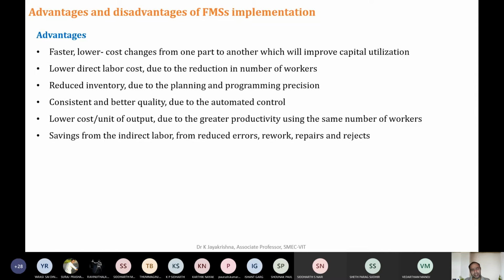Then you can save all indirect labor and labor cost, and you can have products with fewer errors. There will be no rework, no repair, or no rejects in your production activity, because everything is being automated, or is going to be computerized.